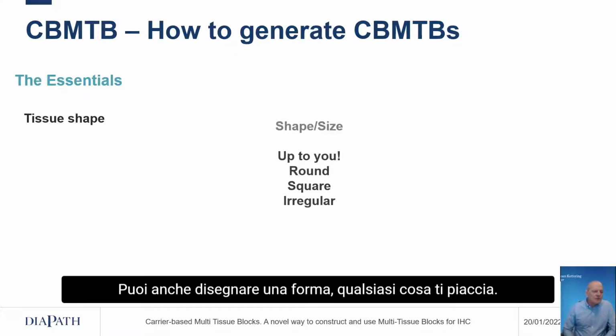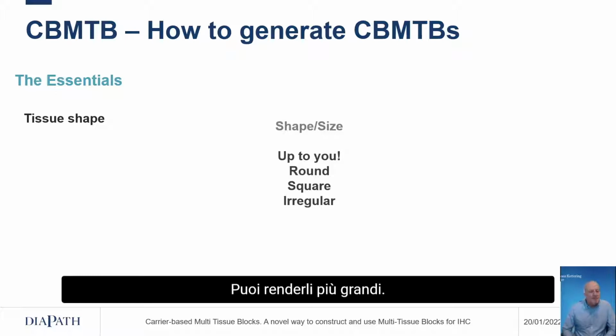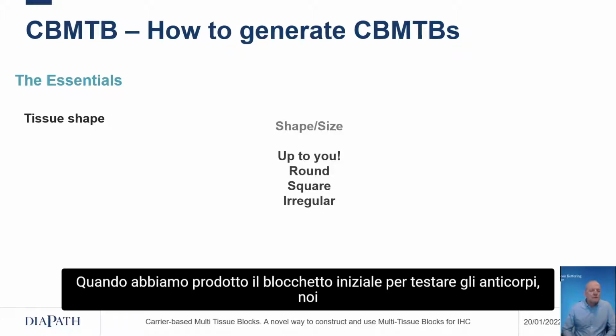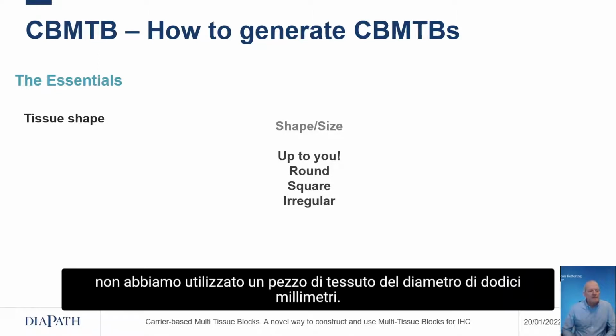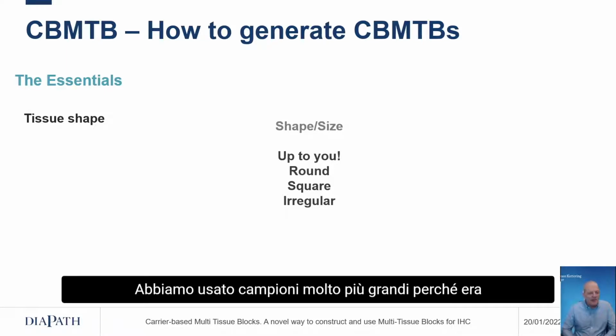You can also design a shape, whatever you like. You can make them smaller, you can make them bigger. When we do our initial test of antibodies, we do not use 12 millimeter diameter shaped carrier tissues. We use much bigger ones because it's the only tissue that's going to be on the slide when we test an initial antibody.